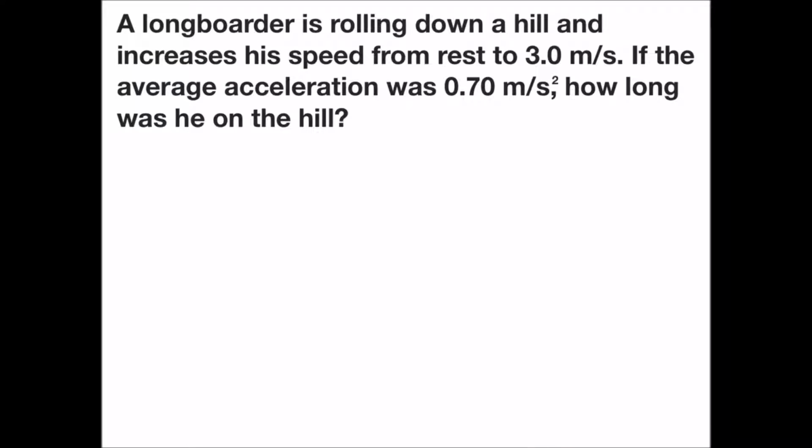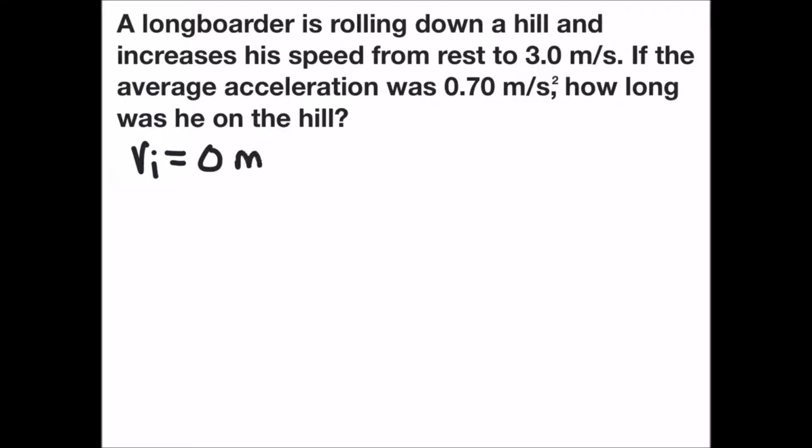The third example says a longboarder is rolling down a hill and increases his speed from rest to 3.0 meters per second. If the average acceleration was 0.70 meters per second squared, how long was he on the hill? To get started, identify what you know and what you don't know. In this example, we know that the initial velocity is 0 meters per second as he is at rest. We're not moving at all.